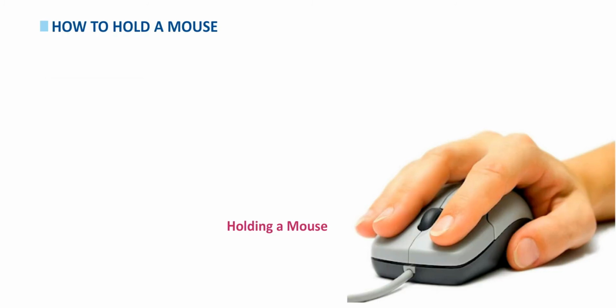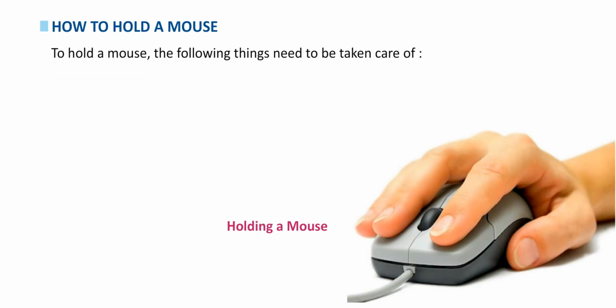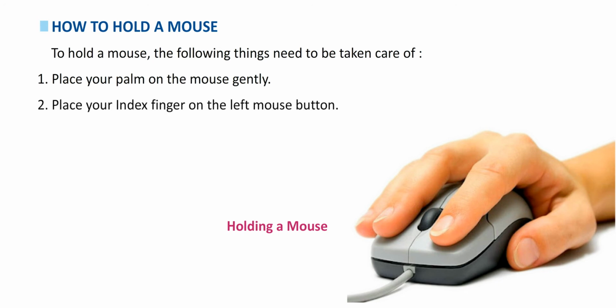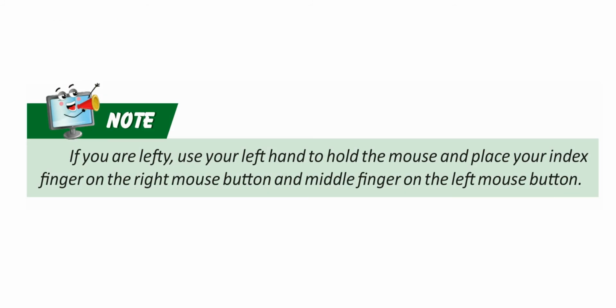How to hold a mouse? To hold a mouse, the following things need to be taken care of. Place your palm on the mouse gently. Place your index finger on the left mouse button. Place your middle finger on the right mouse button. Note, if you are lefty, use your left hand to hold the mouse and place your index finger on the right mouse button and middle finger on the left mouse button.